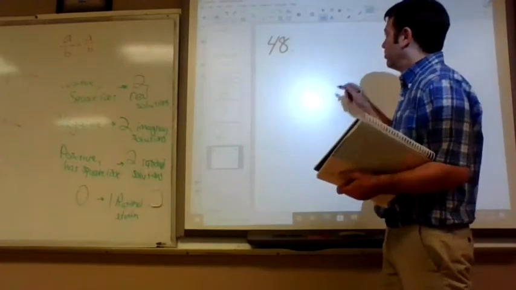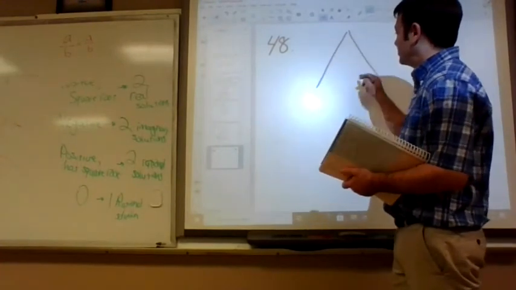Okay. What would X have to be to make this a right triangle?